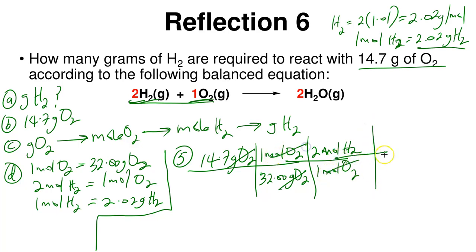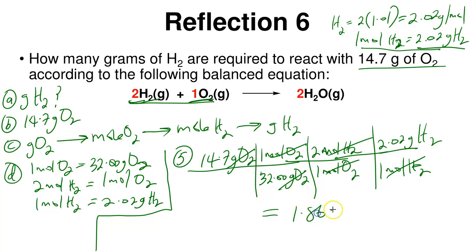This will cancel this. And finally, to convert from moles of hydrogen to mass of hydrogen with the molar mass, we're going to use 1 mole of hydrogen. That's what we're using here. And then we put 2.02 grams of hydrogen. This will cancel this. And when you put this in your calculator and do your math right, you're going to get 1.86 grams of hydrogen needed to react with 14.7 grams of oxygen according to that balanced equation. That is what you're going to have.